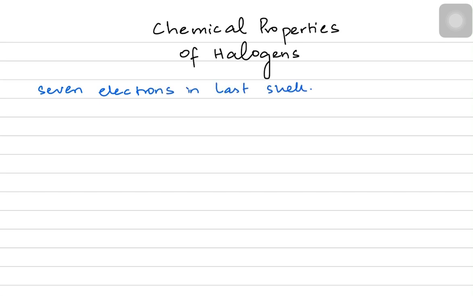Fluorine, chlorine, and all these halogen atoms have 7 electrons in the last shell. Fluorine's configuration is 2,7. Chlorine's configuration is 2,8,7 because chlorine has 3 shells. And similarly bromine, iodine, and astatine all have 7 electrons in the last shell. I'm not writing the whole configuration, but we know that there are 7 electrons in the last shell. You can see that their valency is 1.